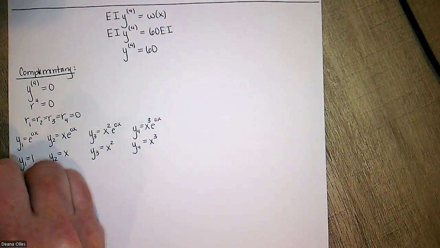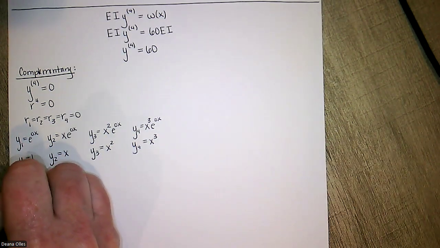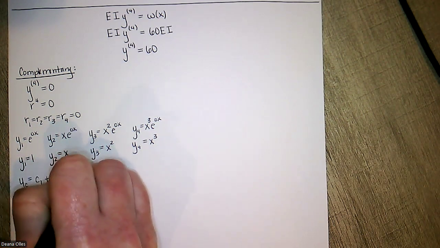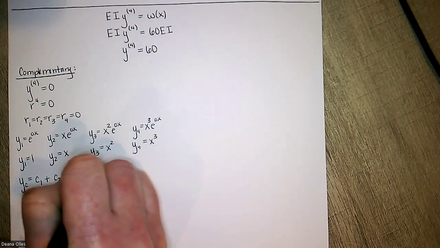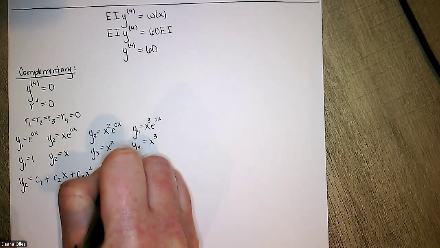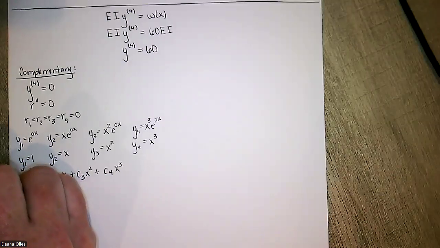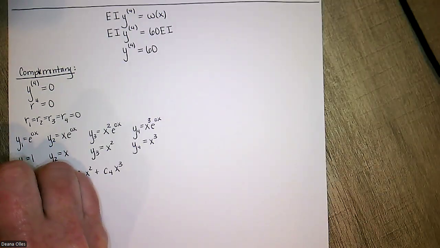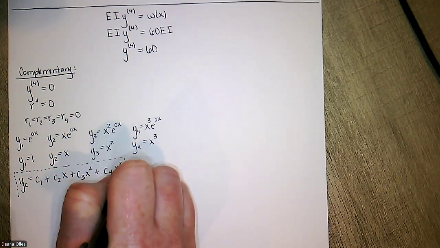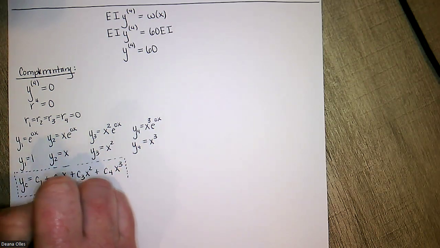And so our complementary solution is C1 y1 plus C2 y2, which is x, plus C3 y3, which is x squared, and then C4 y4, which is x cubed. And so this is our complementary part of our solution. I'm just going to do that little dotted box around it because I know I've got to come back and grab it later.